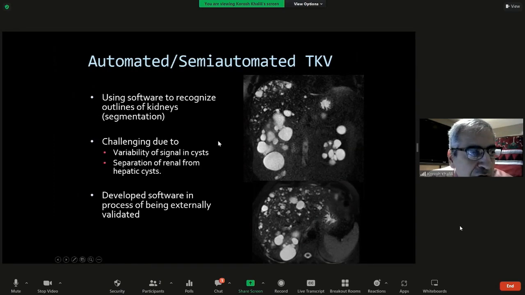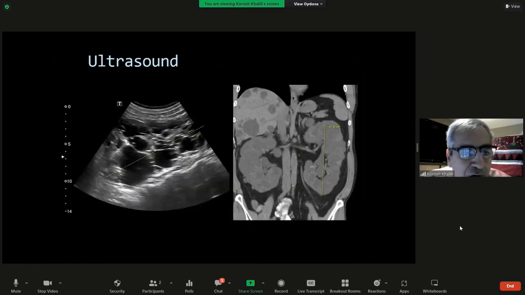So there are also automated and semi-automated total kidney volume techniques, and Dr. Klein is going to be speaking later about these. And so I'm not going to spend time talking about those, because he has an entire talk on the semi and the automated techniques. We have also looked at ultrasound.